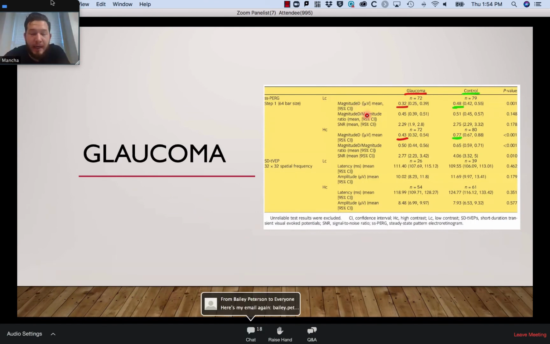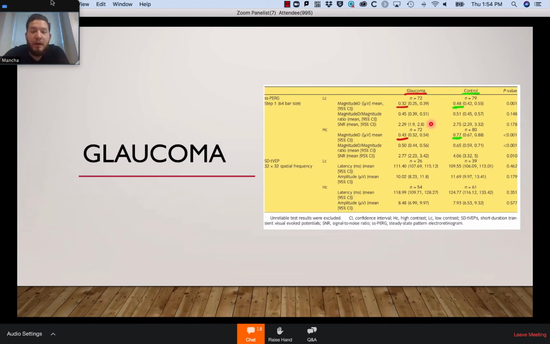And so what the study actually found was that in these glaucomatous patients, their magnitude D value was actually lower than the control value in both the low contrast setting for the pattern ERG and the high contrast setting for the pattern ERG. So we're seeing very similar results. So this could give us some more ideas in the future as far as using these pattern ERGs to pick up these early changes in these glaucoma suspects, right?